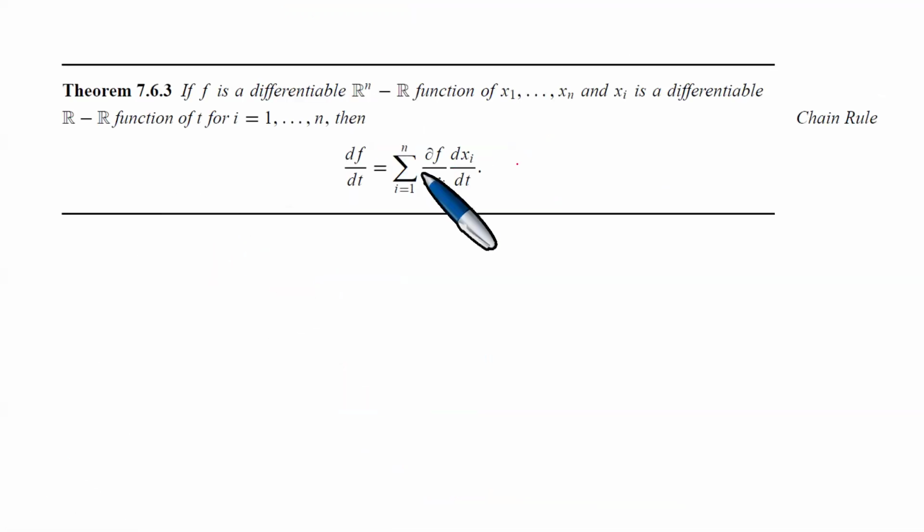Obviously, this can be stated in a very compact manner. I'm just stating that because we shall use it just once today. We have that if f is a differentiable Rn to R function of x1 up to xn, and xi is a differentiable R to R function of t for i equals 1 to n, then df dt is the summation from 1 to n of df dxi, dxi dt. So that is something you should take note of.